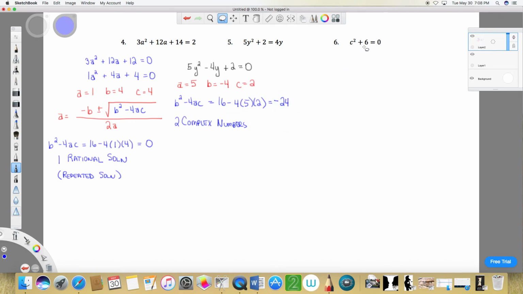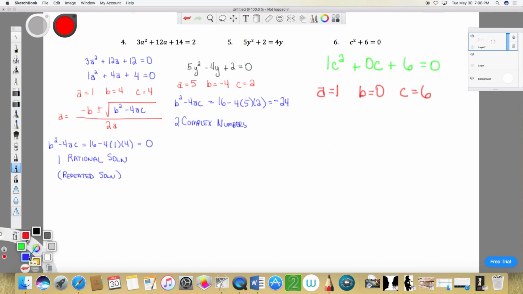All right, so let's take a look at this last one. We have 1c squared plus 0c. There is no linear term. Plus 6 is equal to 0. So if we identify A, B, and C, that green is a little bit harder to see, isn't it? Sorry about that. A is equal to 1. B is equal to 0. And this C is a constant. It's not the same as the variable, so be careful with that.